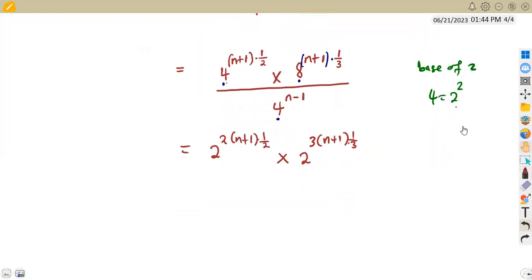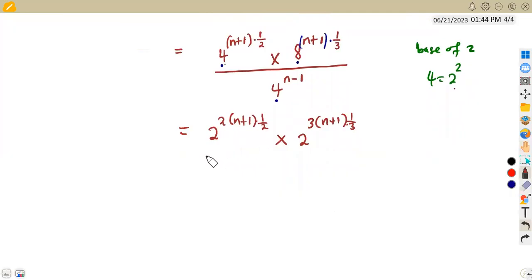Then we move on to the other part here. We've got 4 to the exponent of n. So in the base of 2, we said 4 is the same as 2 to the exponent of 2, but we've got the exponent of n minus 1. All right, so this is what we are going to get here: 2 to the exponent of n minus 1 times a half.